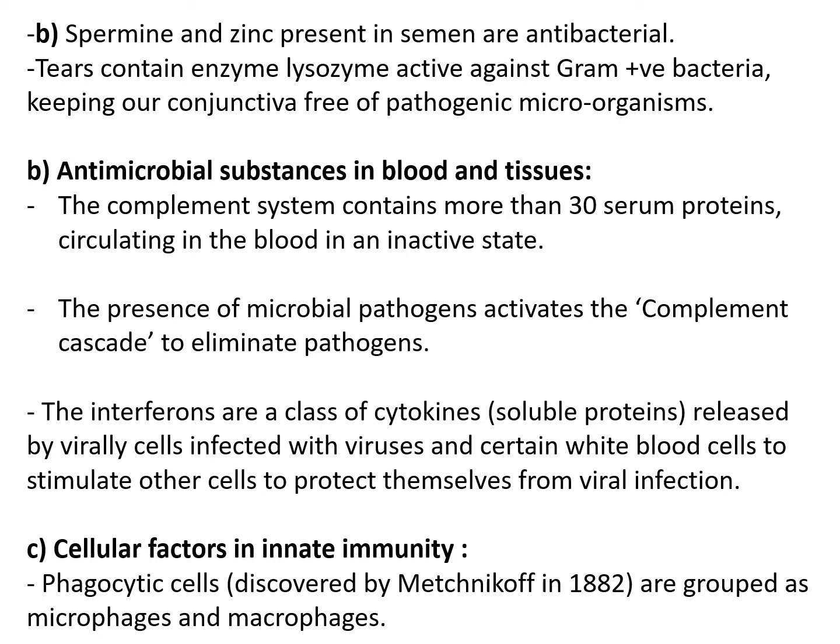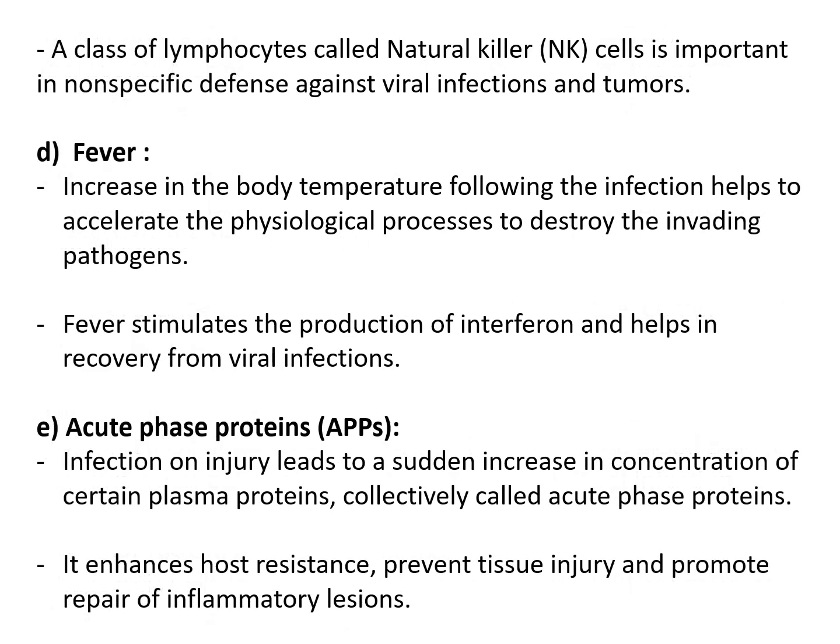The third barrier that provides us innate immunity is the cellular factors in innate immunity. Phagocytic cells discovered by Mechnikov in 1882 are grouped as microphages and macrophages. A class of lymphocytes called natural killer cells is important in non-specific defense against viral infections and tumors.